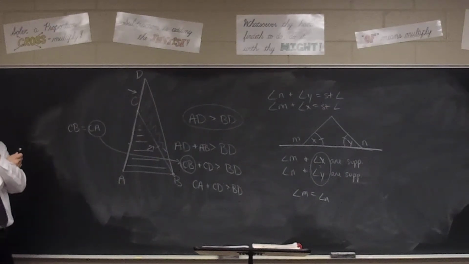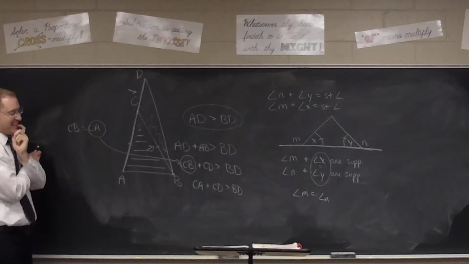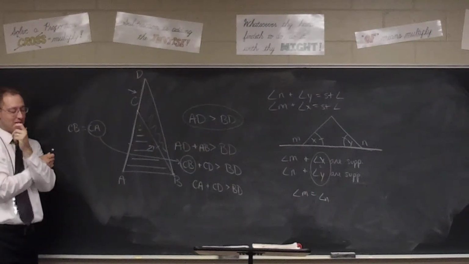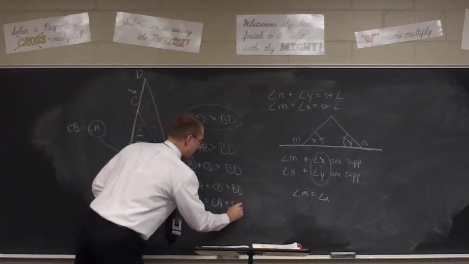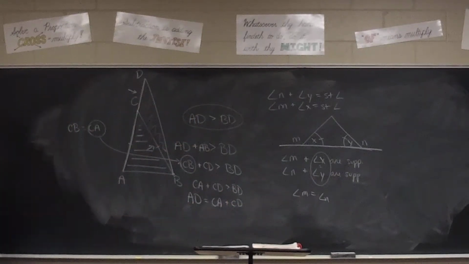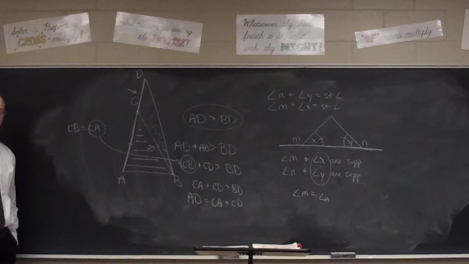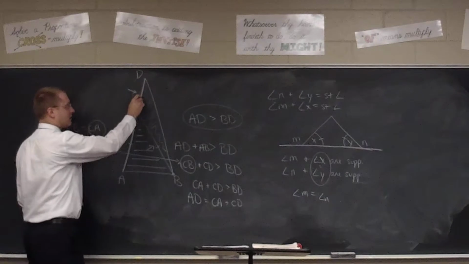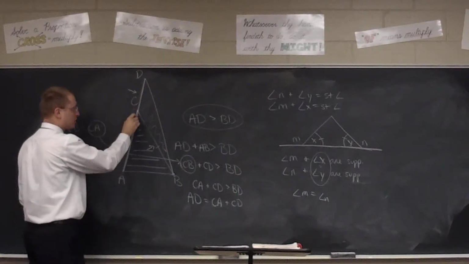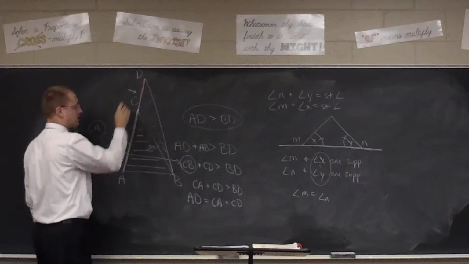How do you know? Because you can subtract the C. I'm thinking of an axiom or a postulate here. How do I know that AD is CA plus CD? Because they're two given points, only one. No. How do I know that this whole line AD right here is equal to these two parts, AC and DC, added together?